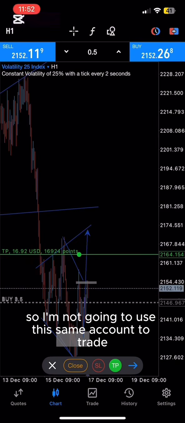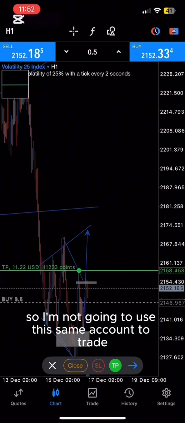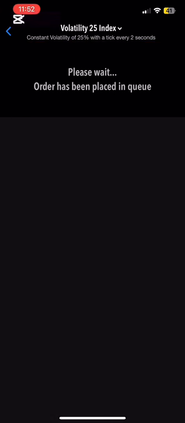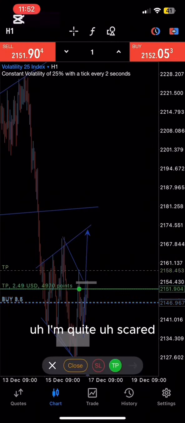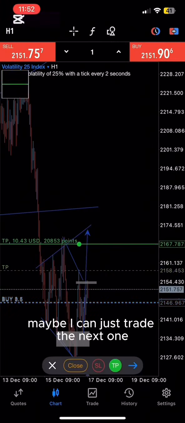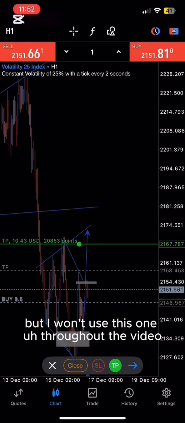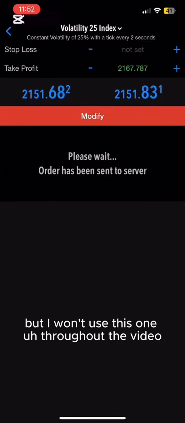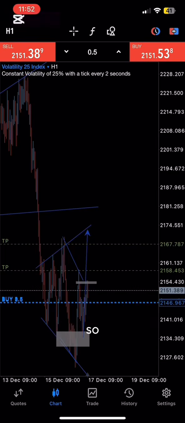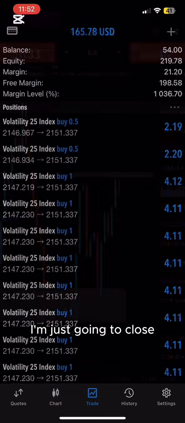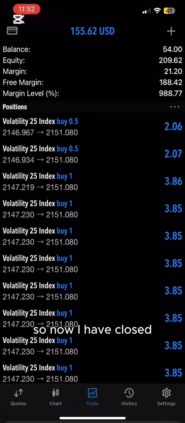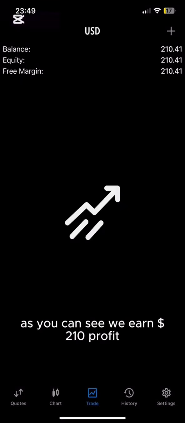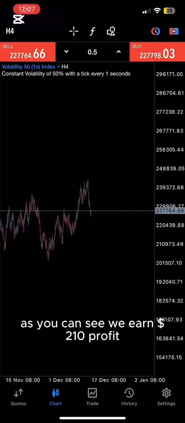So I'm not going to use this same account to trade the next trade because I'm quite scared. Maybe I can just trade the next one, but I won't use this one throughout the video. So I'm just going to close and then look for another trade and then change the account. So now I have closed. As you can see, we are at $210 profit.